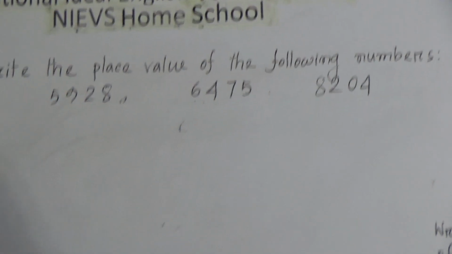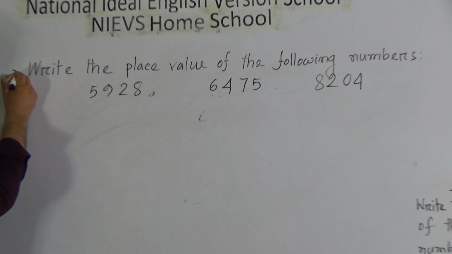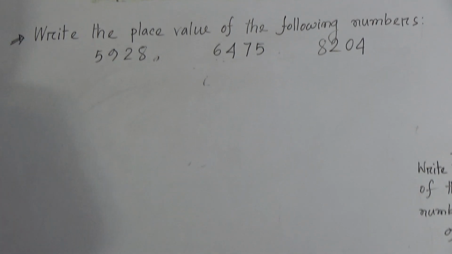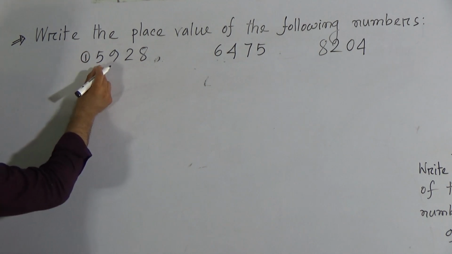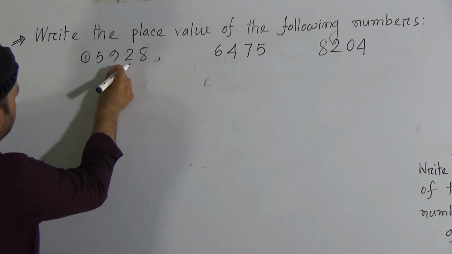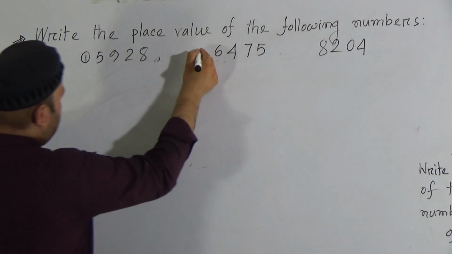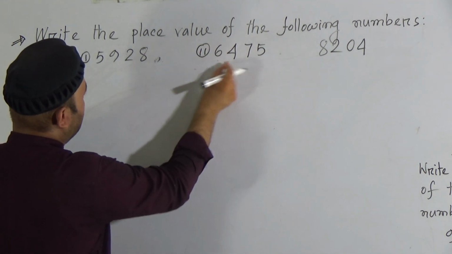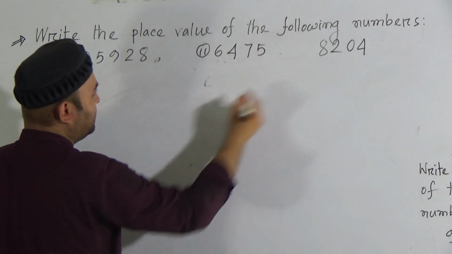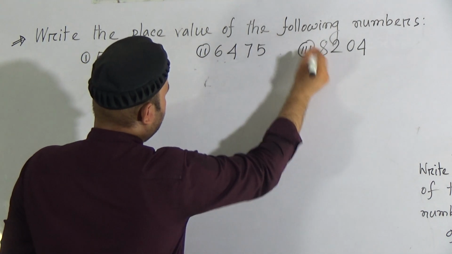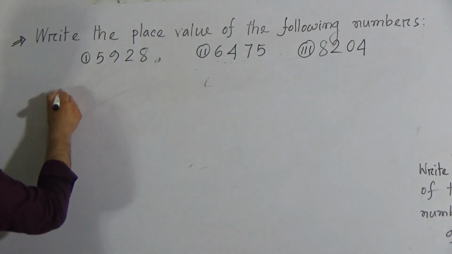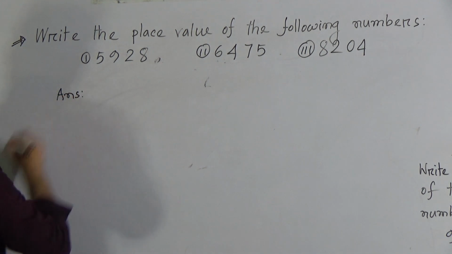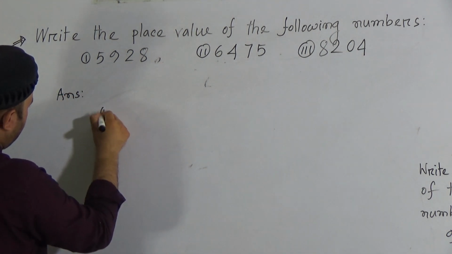Now look here. Here is a question. Write the place value of the following numbers. Look here. Here are the three numbers. Number 1, 5,928. Number 2, 6,475. Number 3, 8,204. Now we have to write the place value of these numbers.